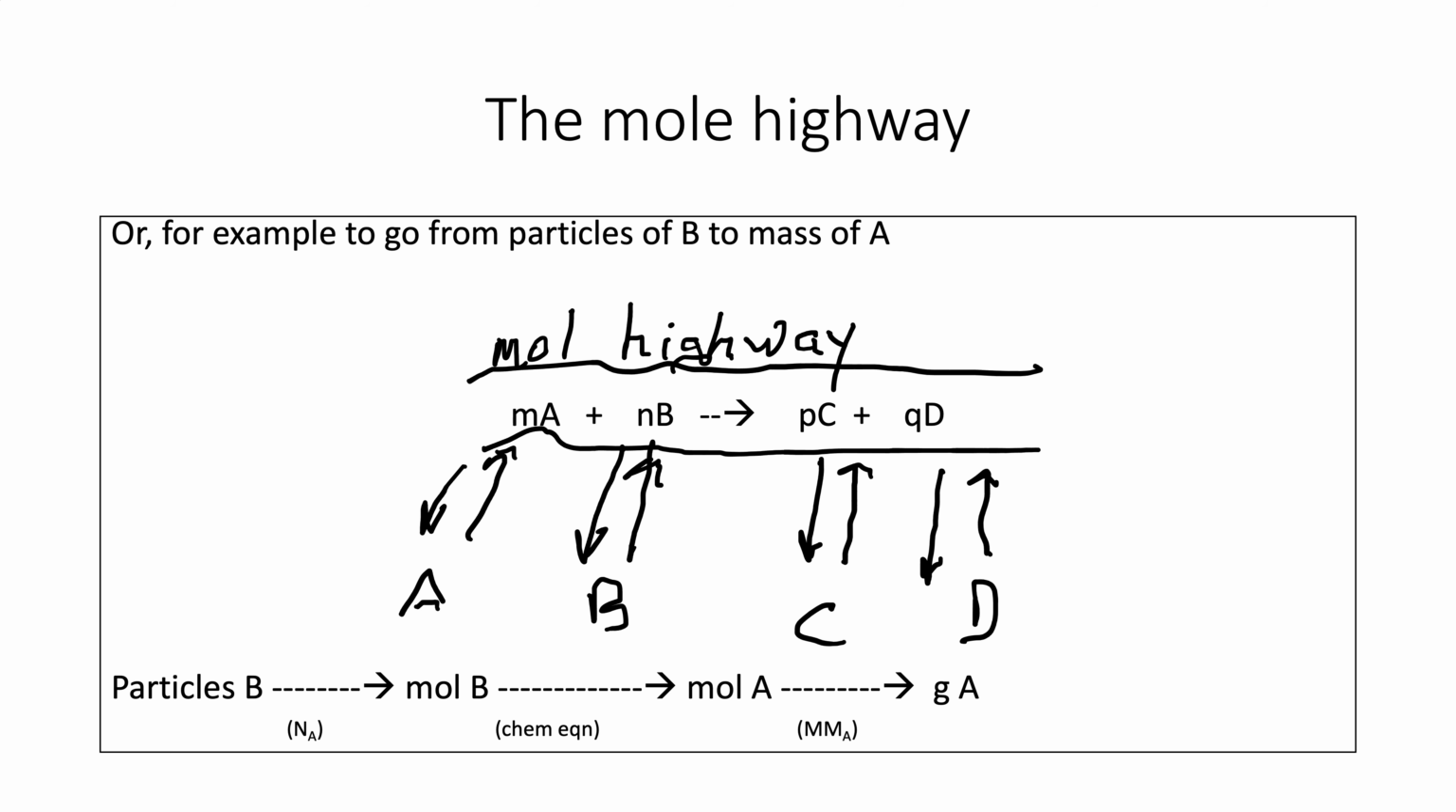Again, just another example, if I wanted to go from particles of B to the mass of A, and you can go anywhere you want. You can go this way, this way. So again, if I was going from particles of B, atoms, molecules, depending on what B is, I'm going to use Avogadro's number to get to moles. Then I'm going to use the chemical equation. I would have n moles of B for m moles of A. Okay, on the top or on the bottom is going to depend on the units. Then to get to grams of A, I'm going to use the molar mass of A.